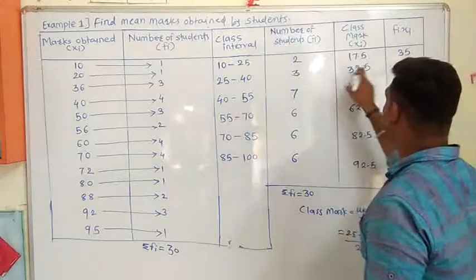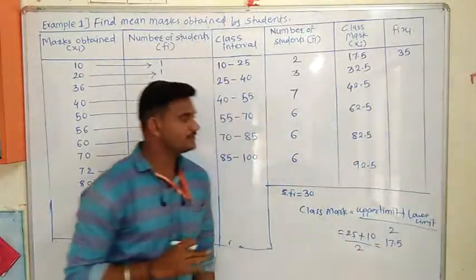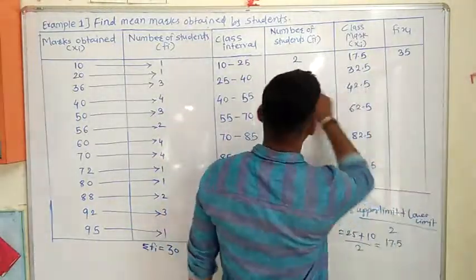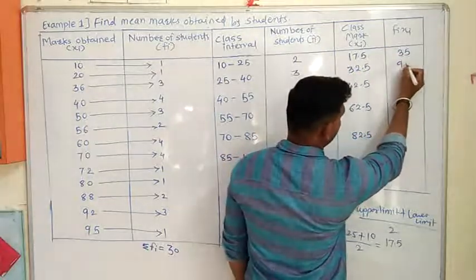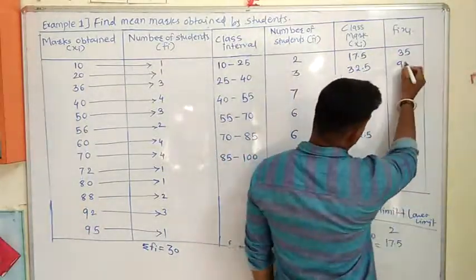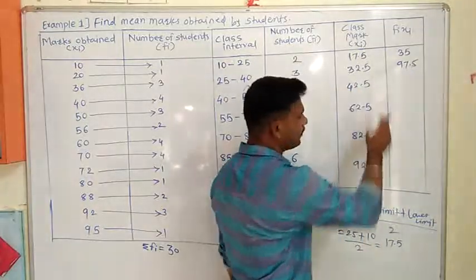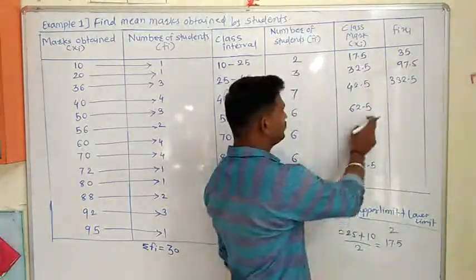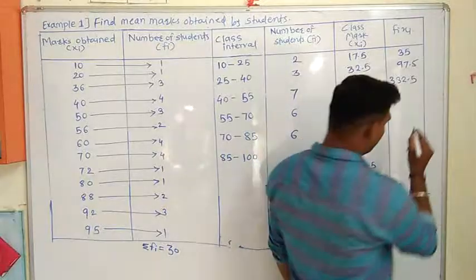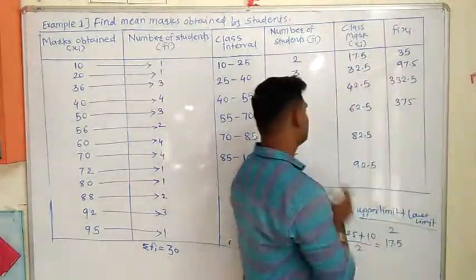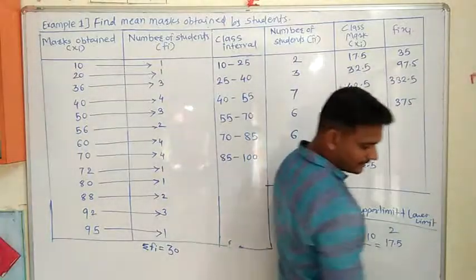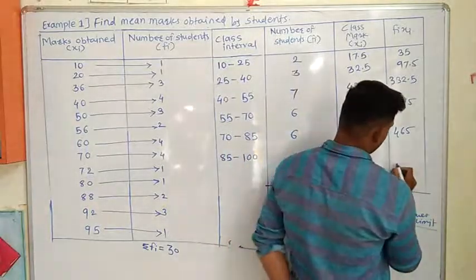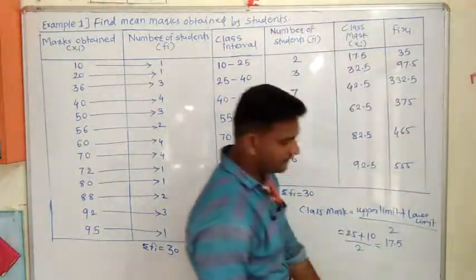Again, 3 into 32.5 is equal to how much? I will write the calculations from the textbook directly. 3 into 32.5 gives 97.5. And 7 into 42.5 gives 332.5. And 6 into 62.5 gives 375. And 6 into 82.5 gives 465. Again, 6 into 92.5 gives 555.